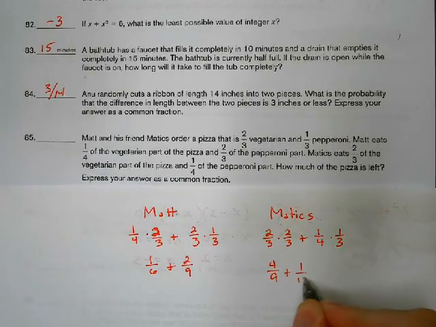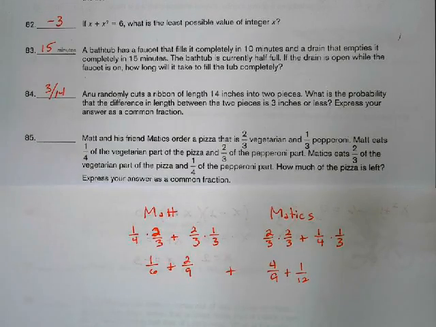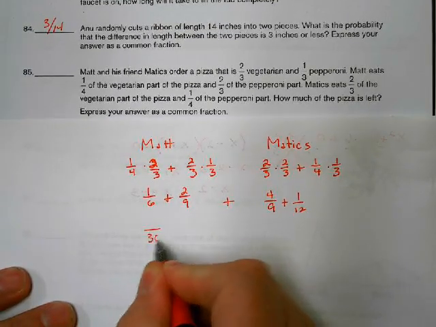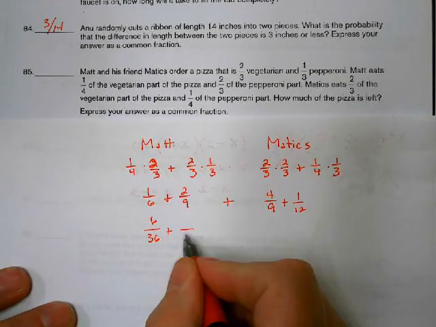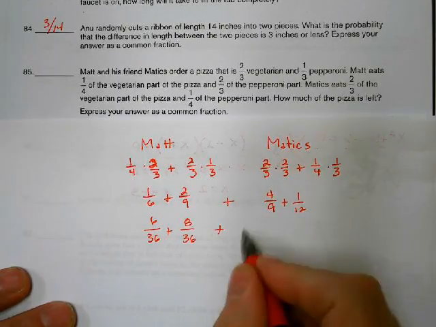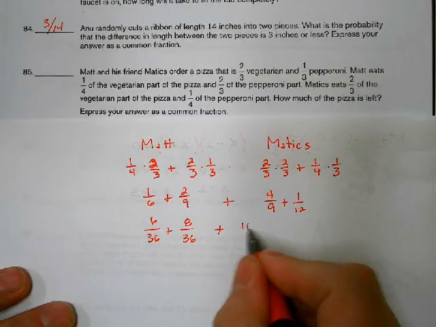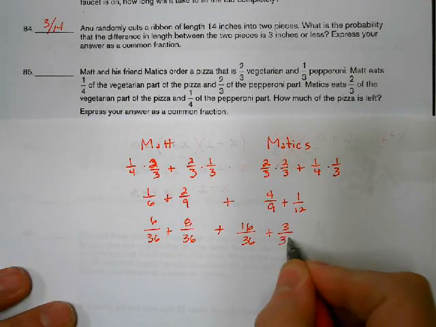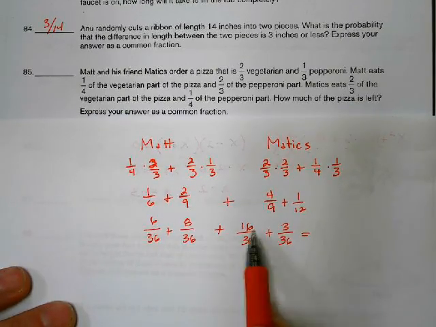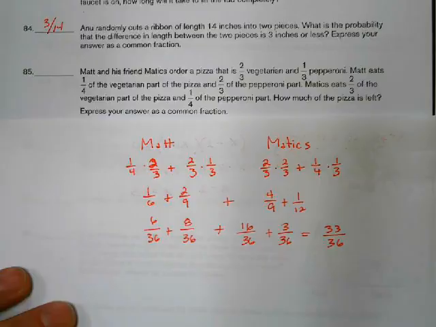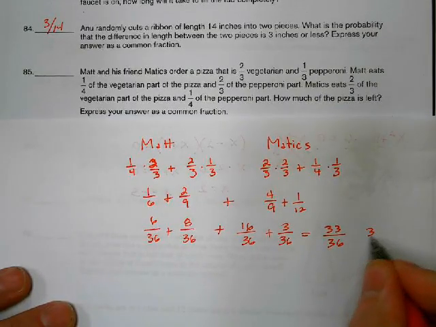So let's see how much they ate together. What number do 6, 9, 9, and 12 all go into? That would be 36. This is 6/36. This is 8/36 because I multiplied the top and bottom by 4. This is 16/36. And this is 3/36. So together, how many 36ths have they eaten? 14, 33. So we got 33 out of 36 has been eaten. So what has not been eaten is 3 out of 36, which is 1/12 of the pizza.